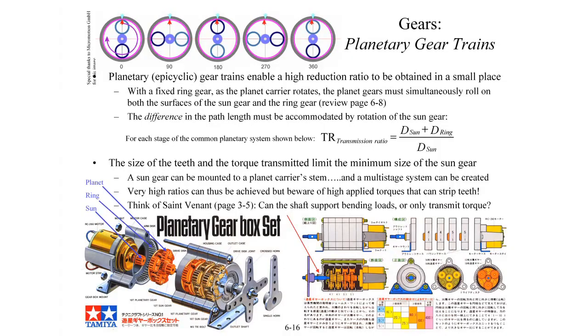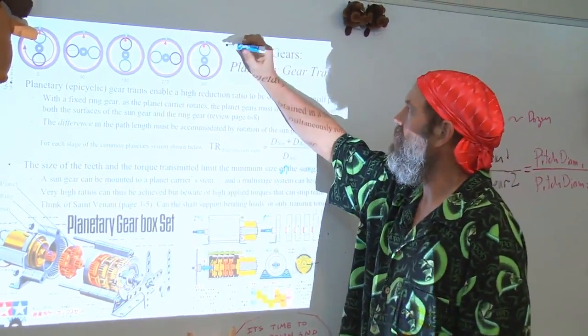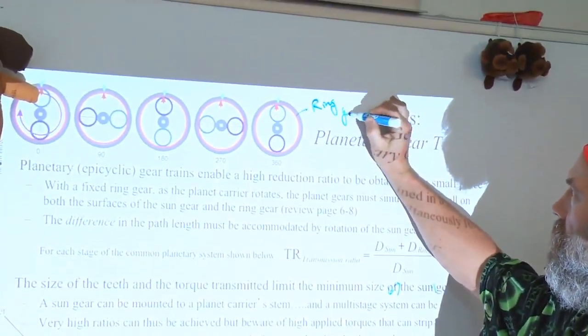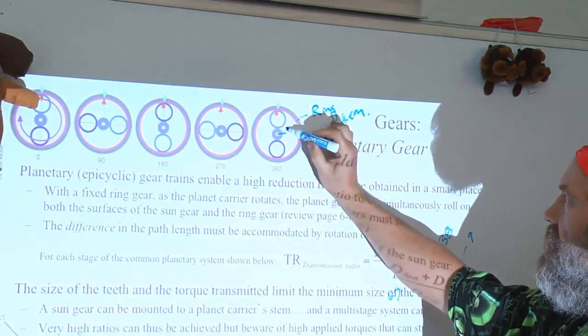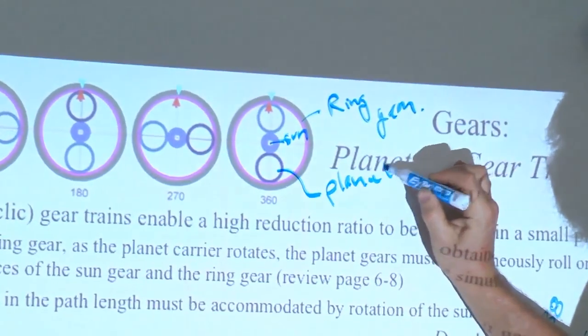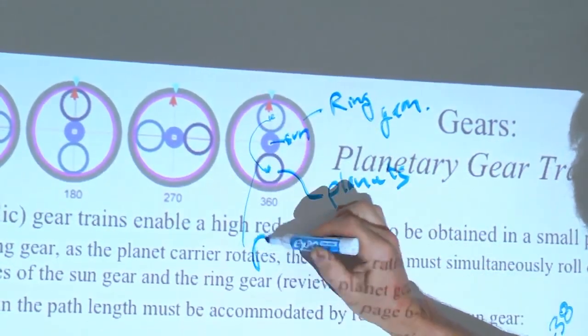Speaking of parallel type gear trains are what are called planetary gear trains. And the way a planetary system works is you have your outer gear or your ring gear. You have the sun, and then you have the planets. And the planets are connected to each other by what's called a planet carrier.